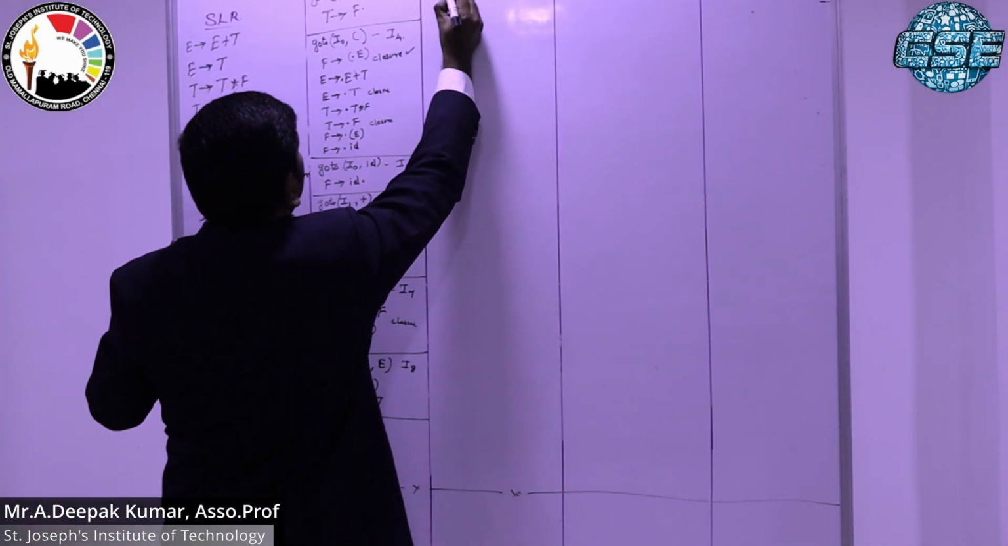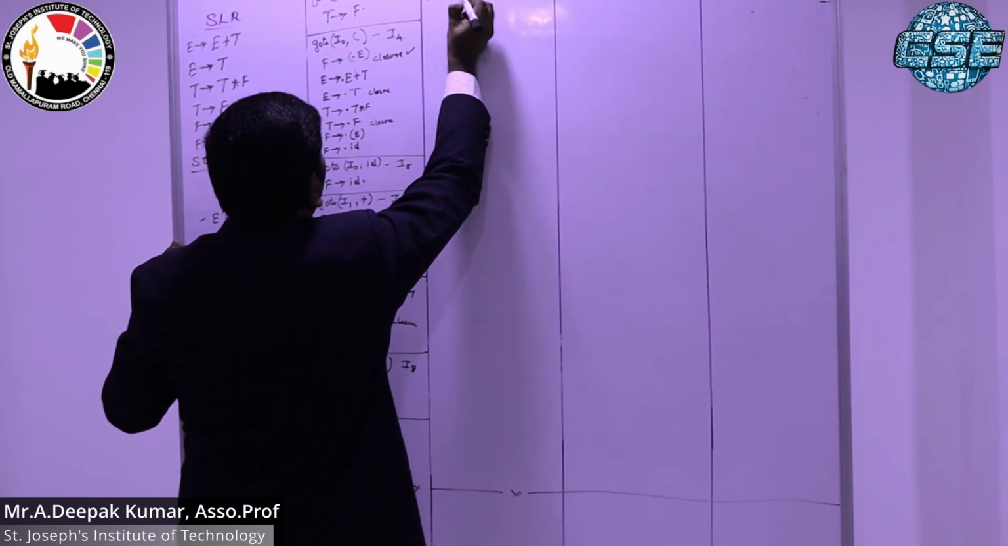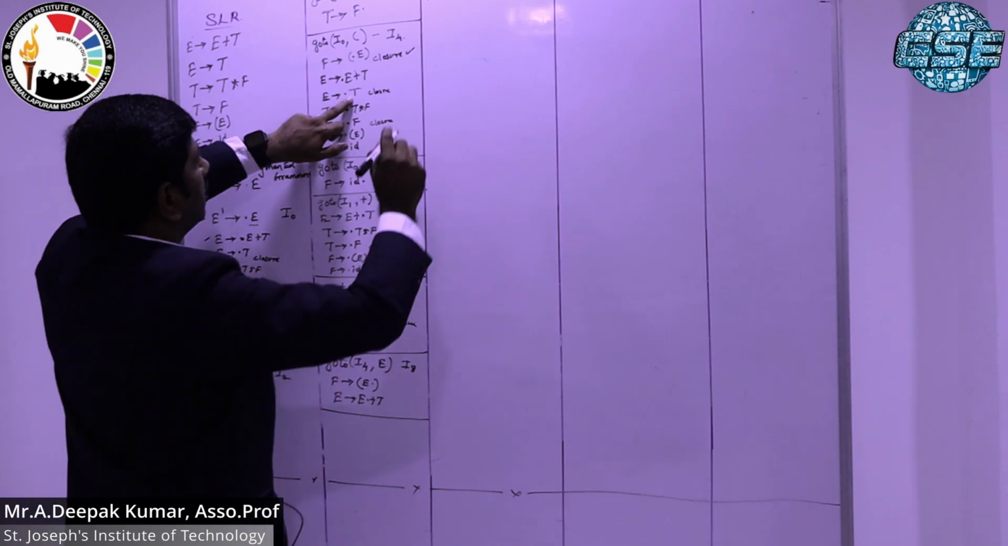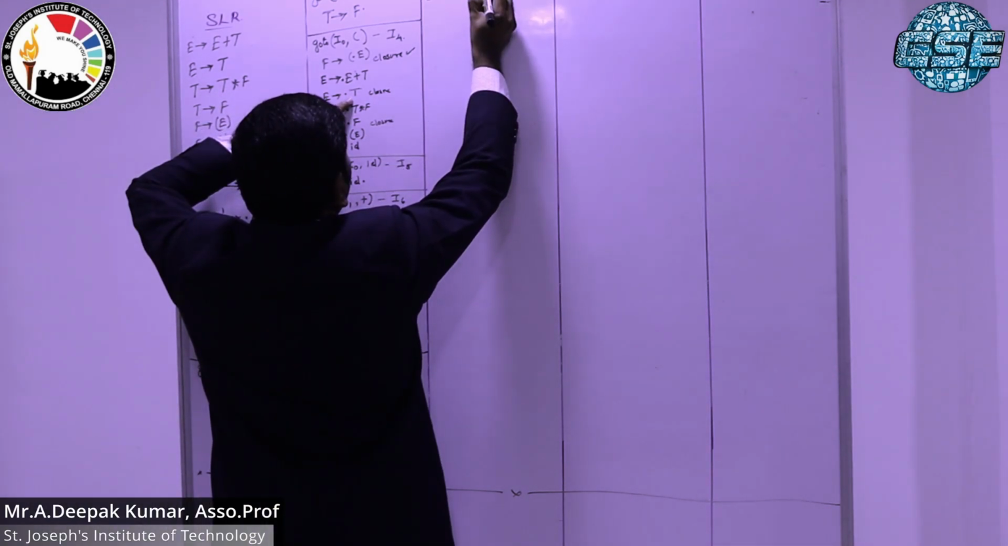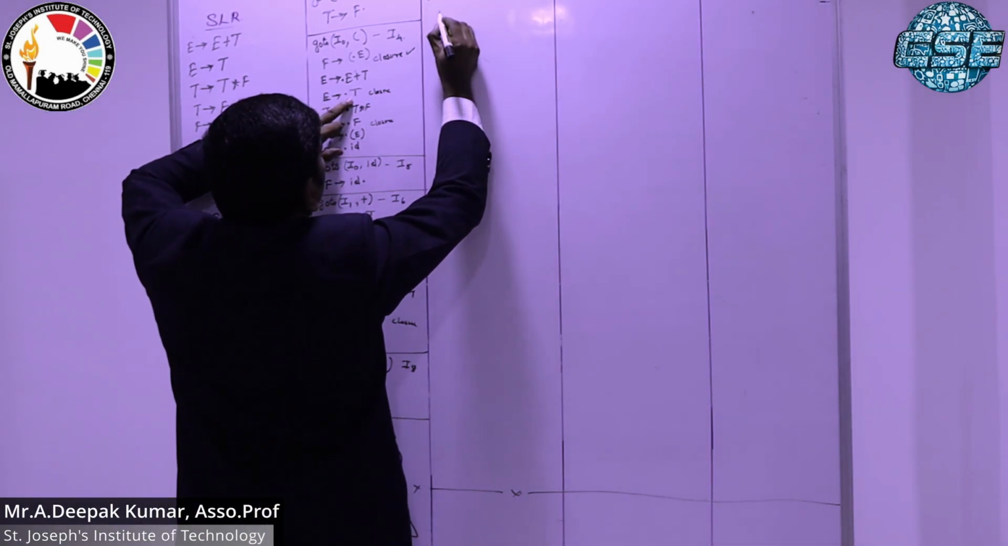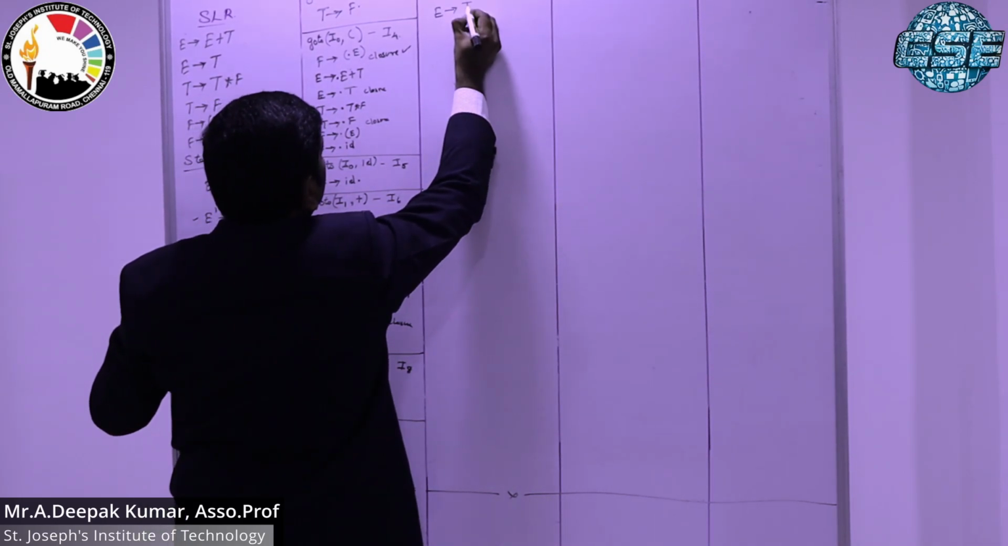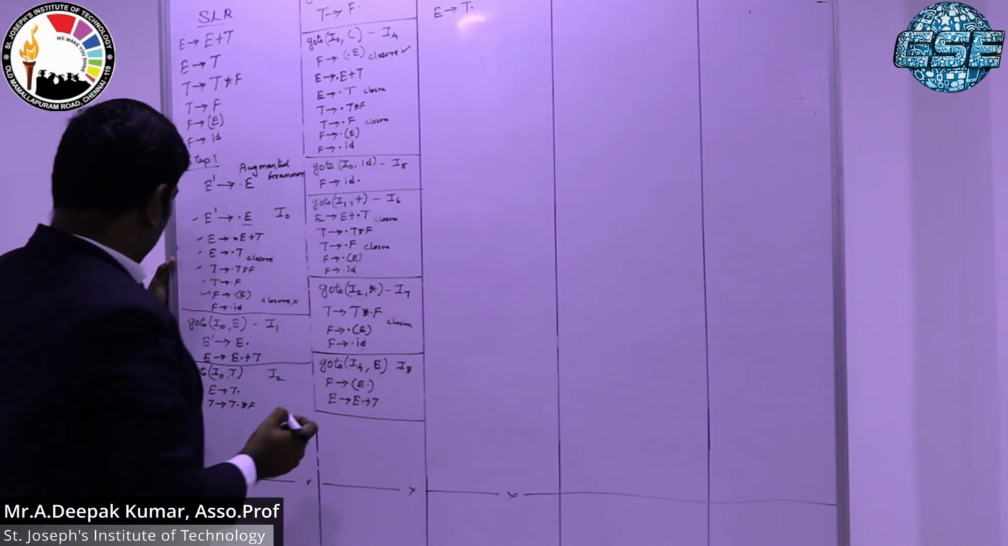Next, goto of I4 comma, next is T. So goto of I4 comma T. Now E derives T dot.